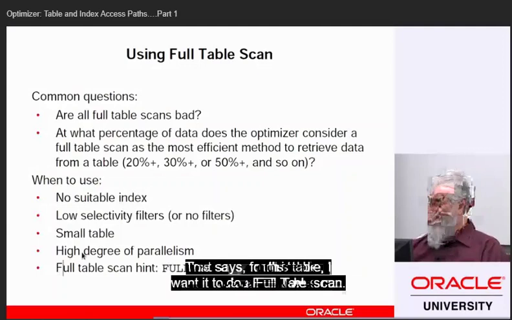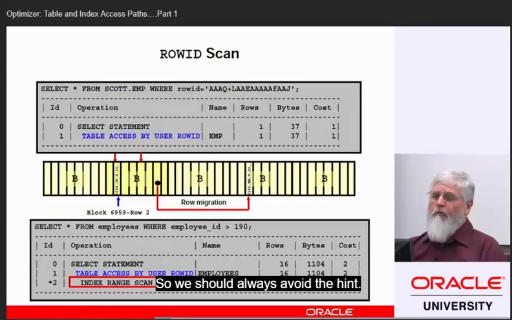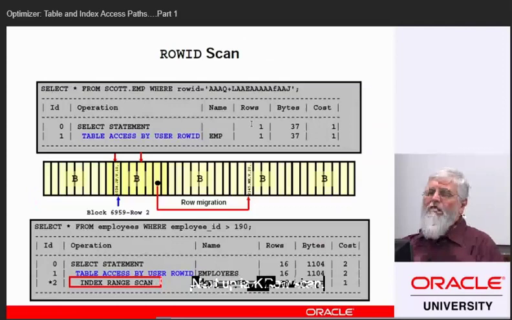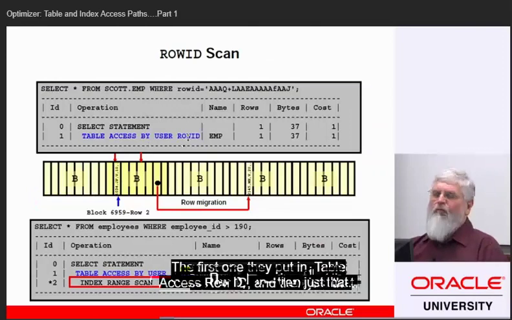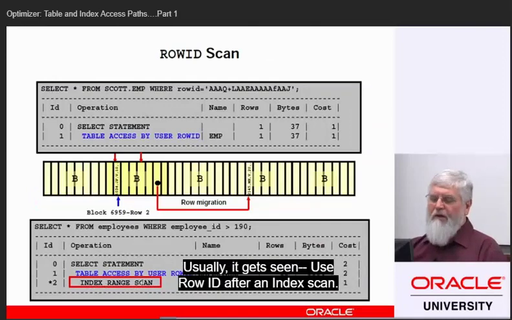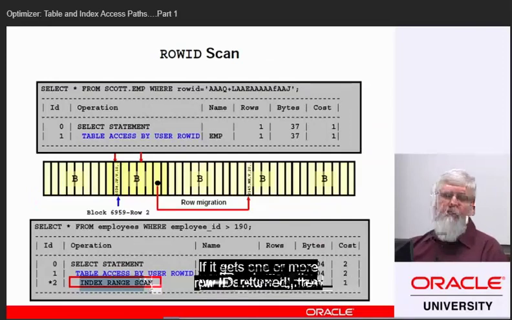Okay. Next up is a row ID scan. It can be seen in one of 2 methods. The first one they put in, table access by row ID, and then just that. Usually it gets seen, used by row ID after an index scan. That's the most common occurrence. We probe an index for a value. If it gets a row, 1 or more row IDs returned, then probe the table using those row IDs we found. Developers can also use this style, and it's handy in some applications.